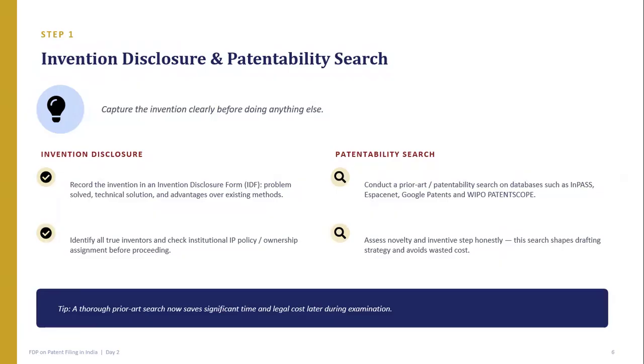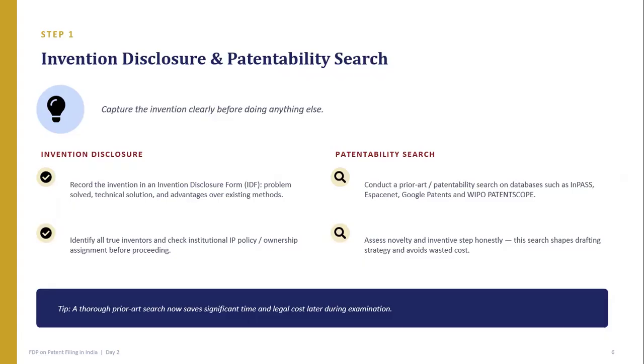As per the patent filing workflow, the first stage is about invention disclosure and patentability search. The first step is to clearly capture and document the invention. The inventor should record the invention through an invention disclosure form. The disclosure should clearly explain the problem being solved, the technical solution proposed, and the advantages over existing methods. It is also important to correctly identify all genuine inventors. Where an invention is developed within an institution, the relevant institutional intellectual property policy and ownership or assignment requirements should also be examined thoroughly.